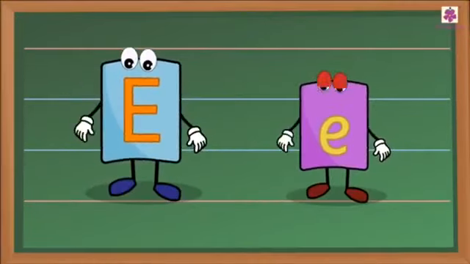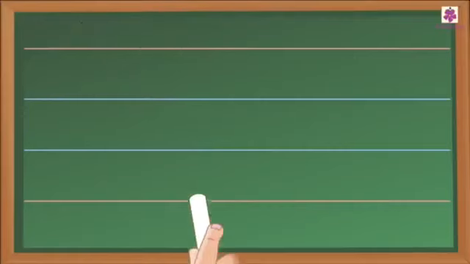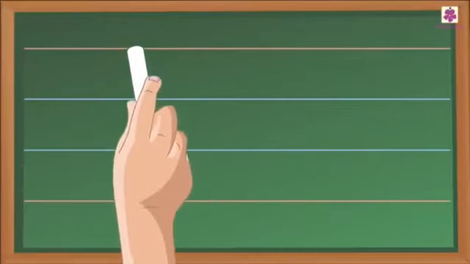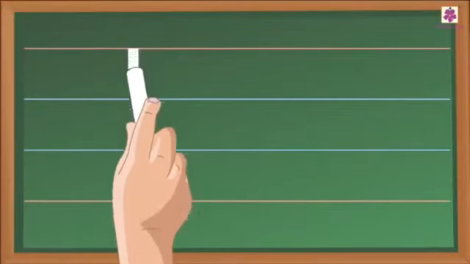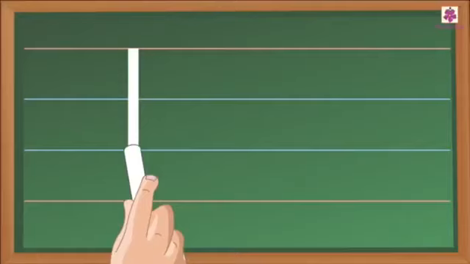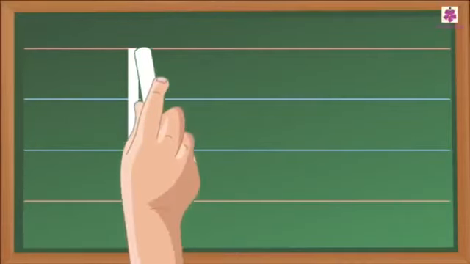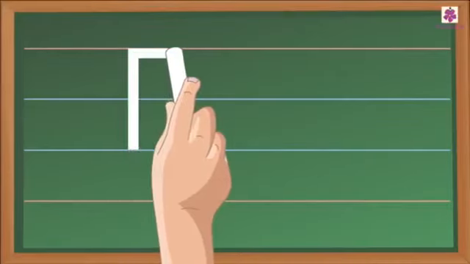E. Capital E. Start from the top and draw a standing line down. Go again to the top and draw one sleeping line to the right.